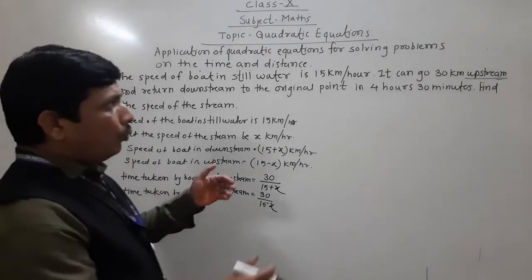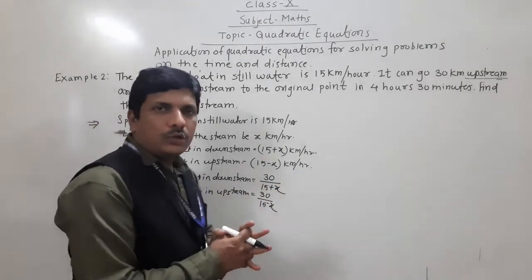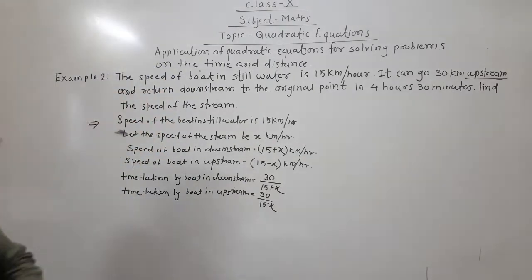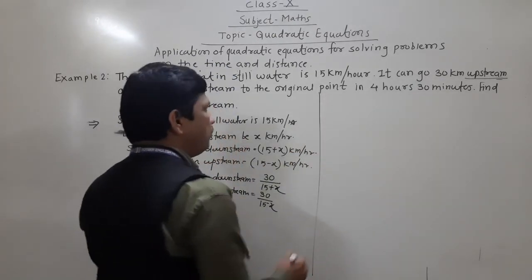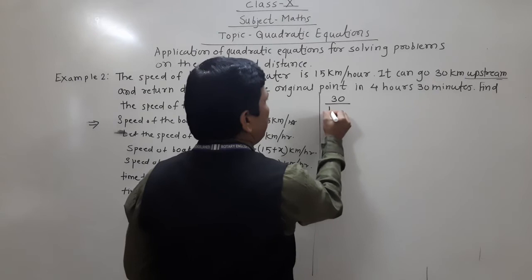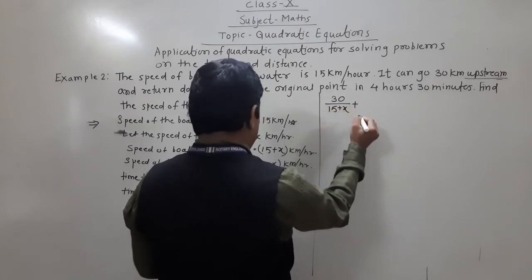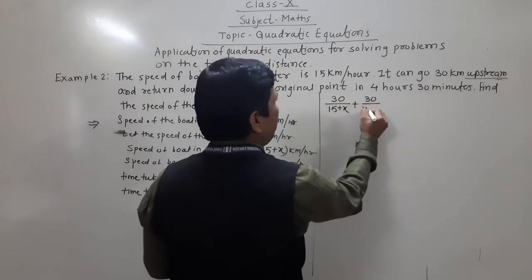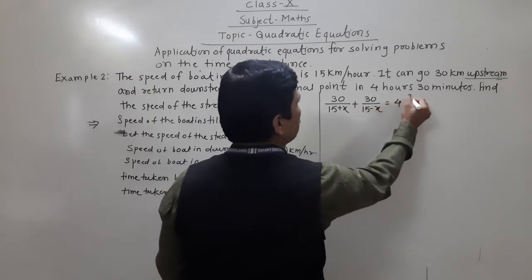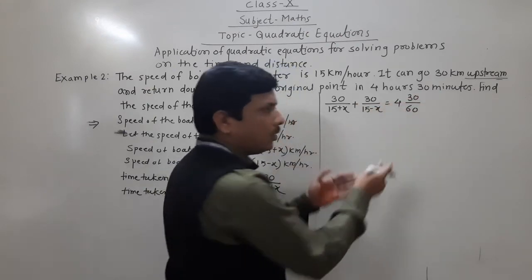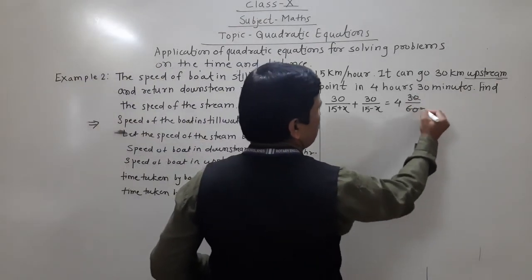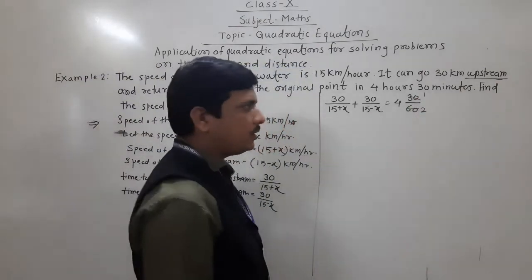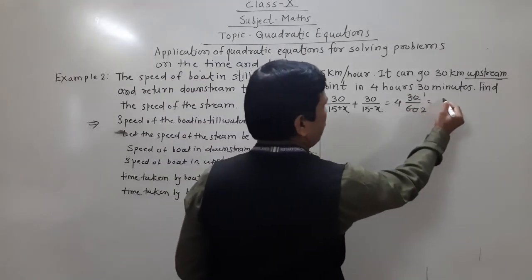For both the journeys, the total time required is 4 hours 30 minutes. So our next step will be 30 upon 15 plus x plus 30 upon 15 minus x is equal to 4 hours 30 minutes. We need to convert 30 minutes into hours. So 4 twos are 8 plus 1, 9 by 2.